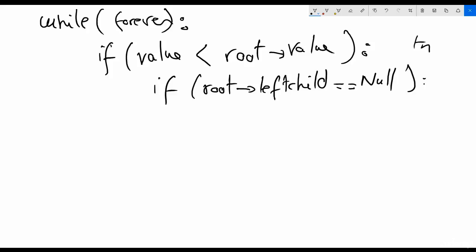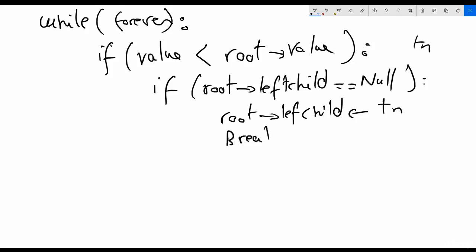So if that's true, then basically the root's left child will become this tn, this tree node that we created earlier. And of course, we're going to break. We did what we wanted to do. We wanted to add this tree node to its correct spot. We did that, so we break. This will quit the while loop.